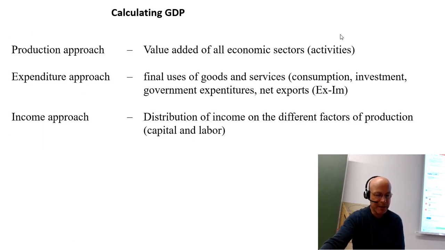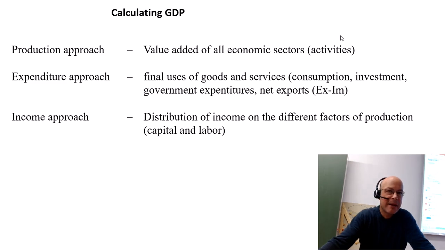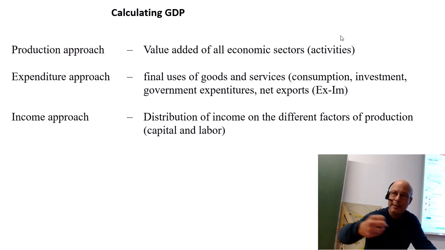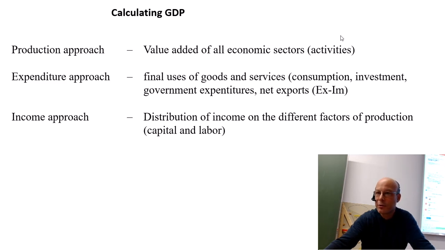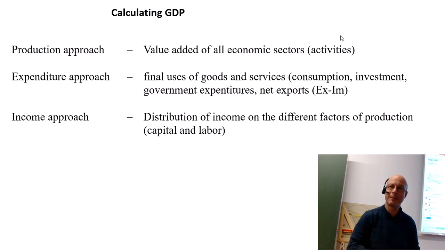Okay, so this is GDP, and now we want to get out a number. And in order to get a number, we can use three different approaches. Well, the first one comes more or less directly from the definition: all finished goods and services produced within a country and within a specific period. So this would be our supply side. What is produced in all our companies and what is produced in the public sector.